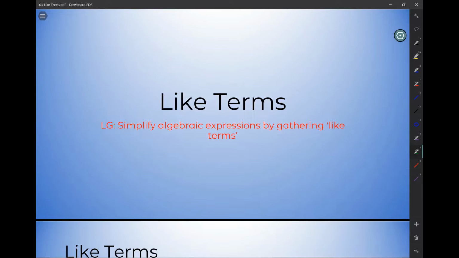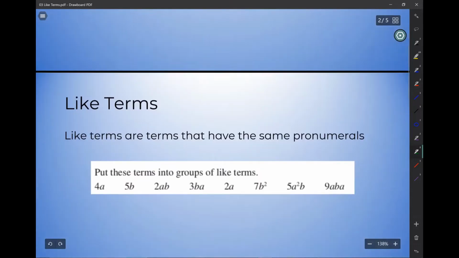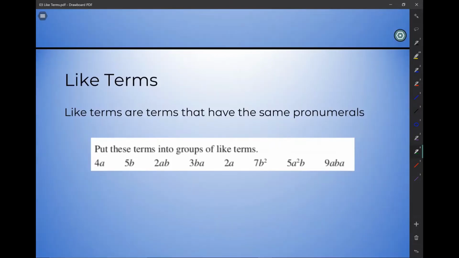Today we're looking at a very important concept in algebra called like terms. And what we can do with these like terms is simplify algebraic expressions. First of all, what are like terms? Like terms are terms from an algebraic expression that have the same pronumerals.